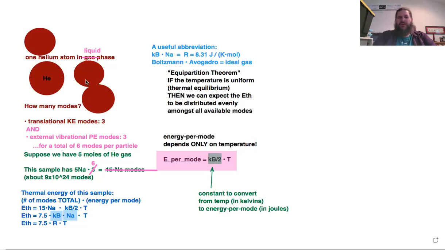So for a liquid or solid, the thermal energy is half kinetic and half potential, because half of those modes were translational kinetic energy and the other half were potential energy. Whereas for a monoatomic gas, they were all kinetic energy. So for a gas, all the thermal energy is kinetic energy. Any other questions on monoatomic before we take a look at more complicated molecules?